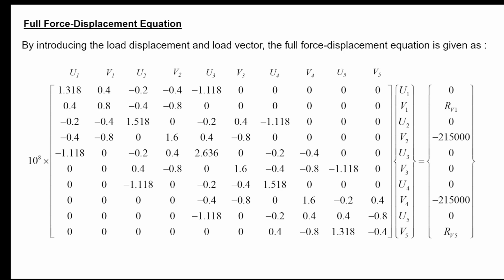At node 3, there was no force. The horizontal component of force is zero. The vertical component is zero. At node 4, the horizontal component of force is zero. There is also a vertical downward force of 215 kilonewton. So when we change it to newton, it becomes 215,000. At node 5, there is no horizontal force. There is a vertical force that we have assigned the reaction, vertical reaction there, which is RV5. So this is how we have derived the full force displacement equation for this truss that we are analyzing.